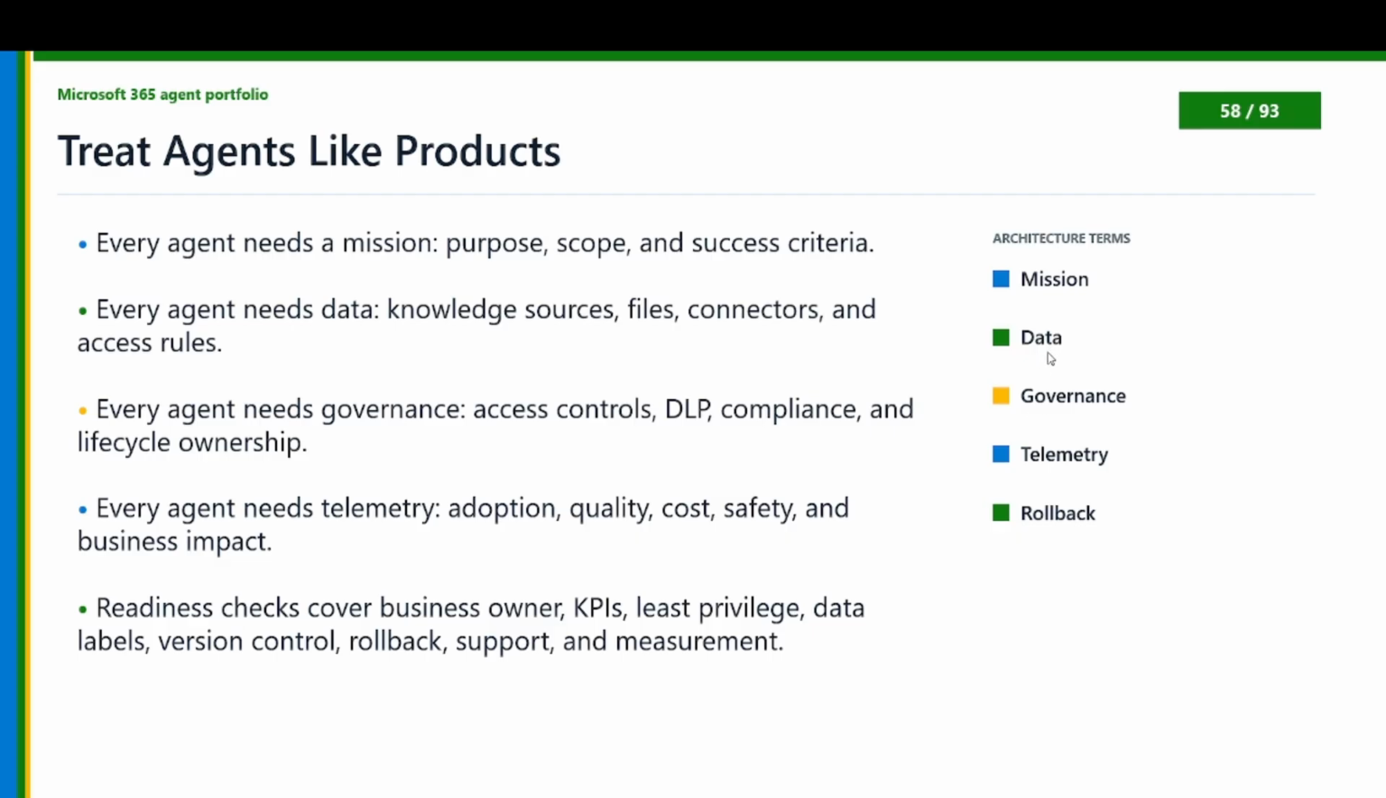So understand the company's data. Then we have governance. Governance includes security, human in the loop, escalation, role-based access control, governance, policy implementation, and compliance rules. Then we have telemetry. Telemetry is an observability platform.